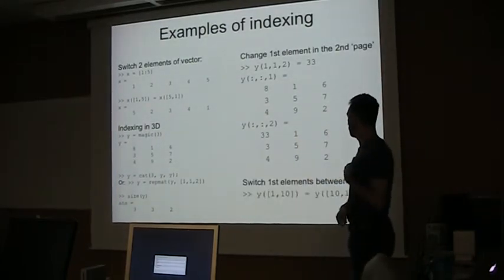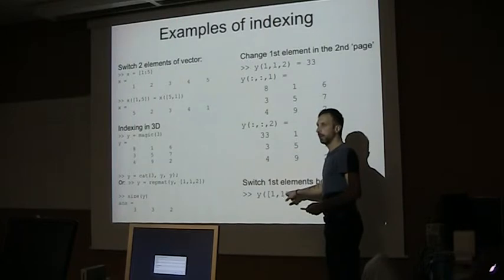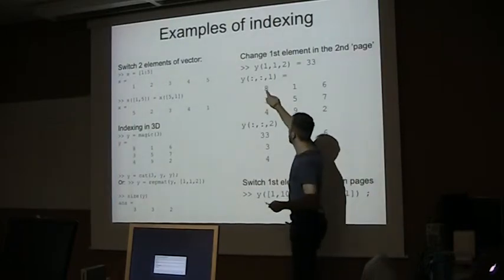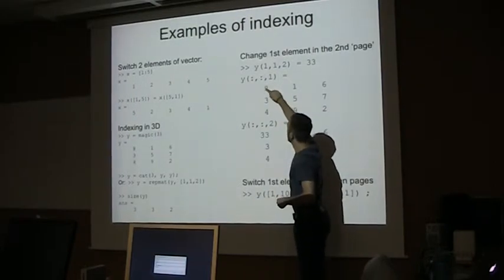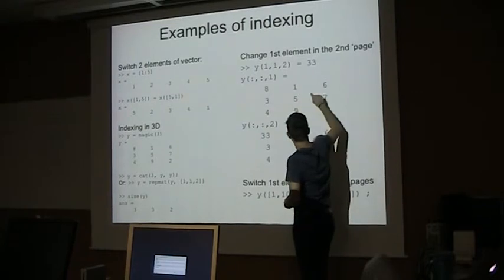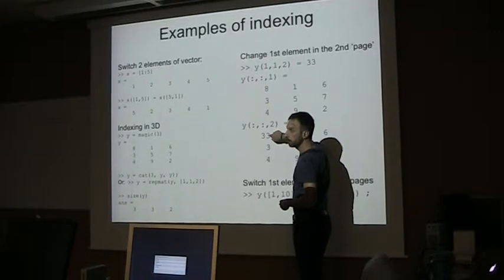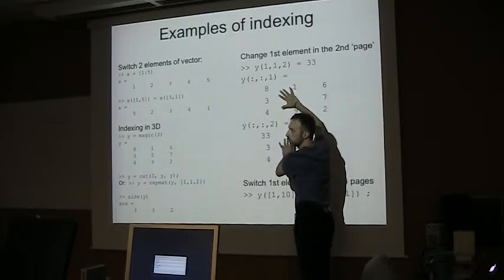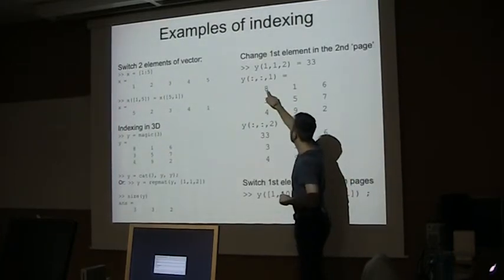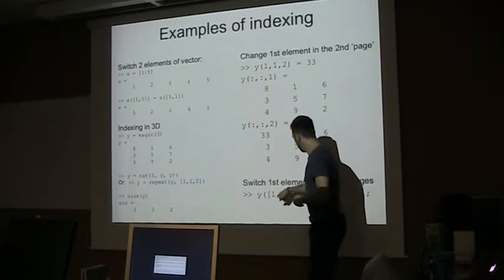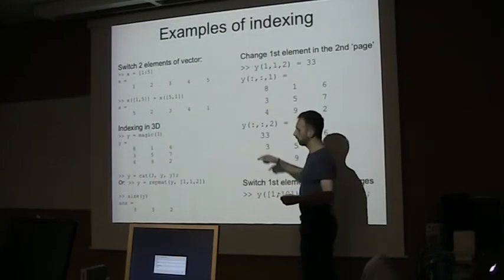And you can also switch elements, for example, again by calling elements 1 and 10. Element 1 is clear to everybody, right? It's this one. But then imagine you go down the columns, 1, 2, 3, 4, 5, 6, 7, 8, 9. Element 10 is actually the first row and first column of the second page. This is page 1, this is page 2. Yeah? So if I index elements 1 and 10, and I say I want the 8 and the 33, and assign to them the reverse, now the 33 is going to go here, and the 8 is going to go here.